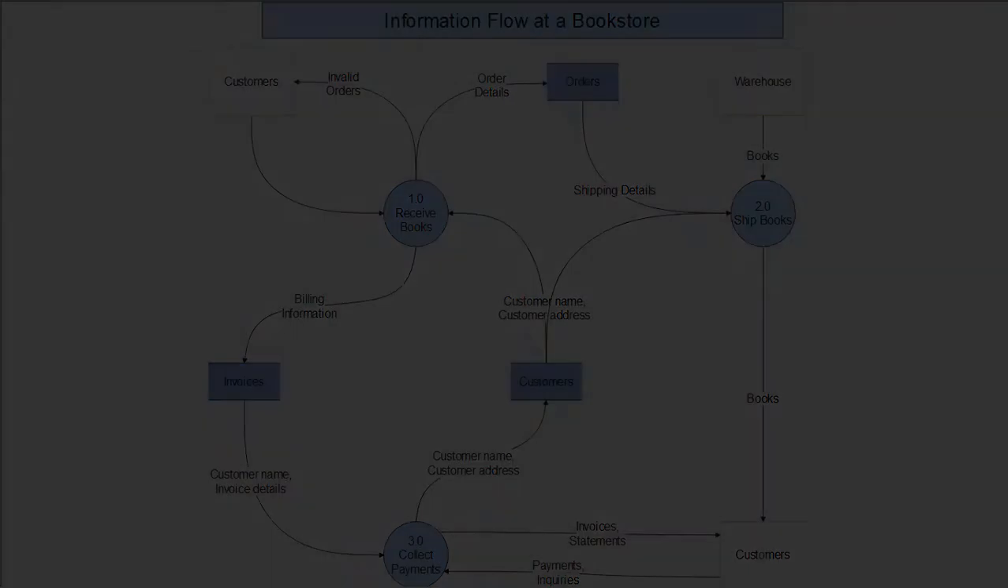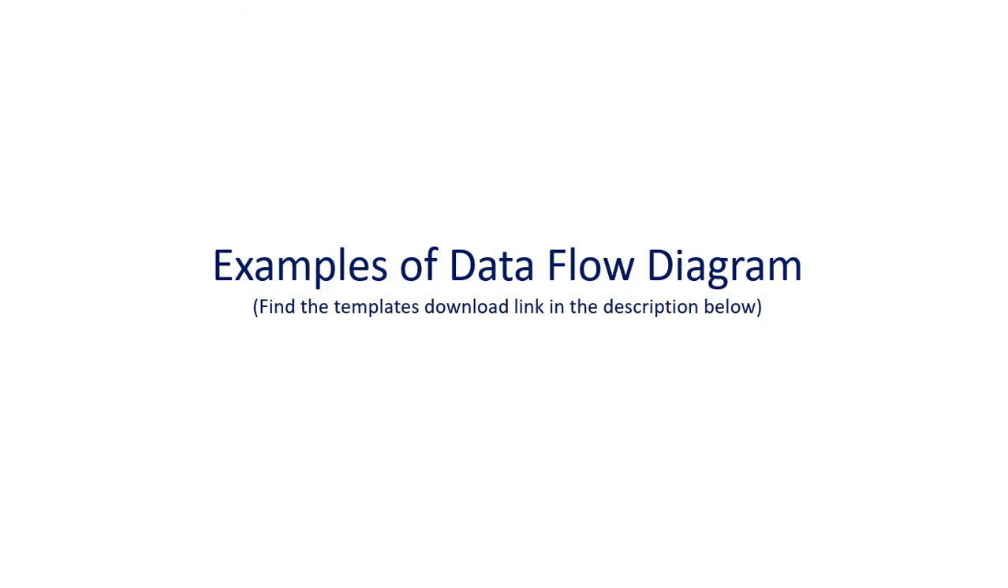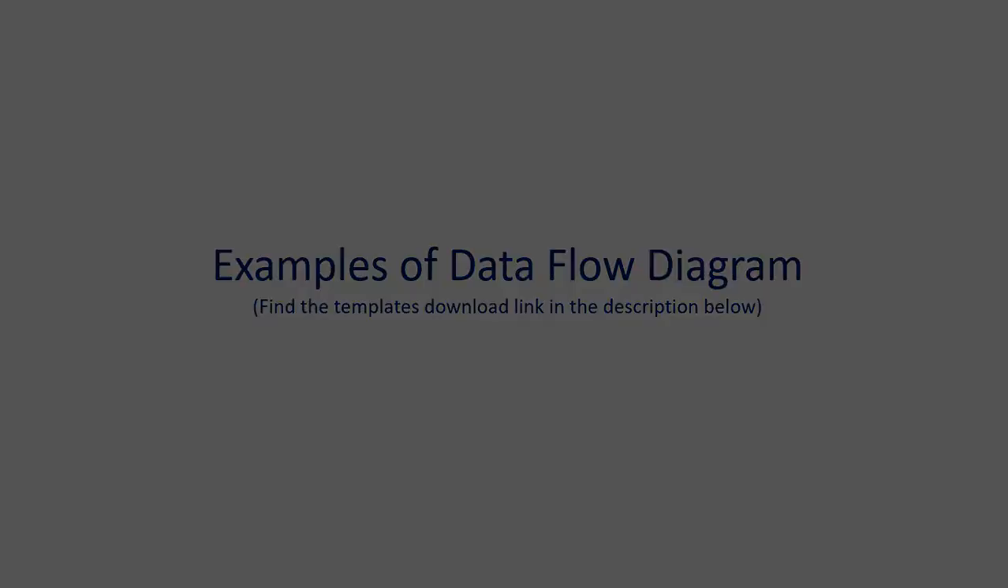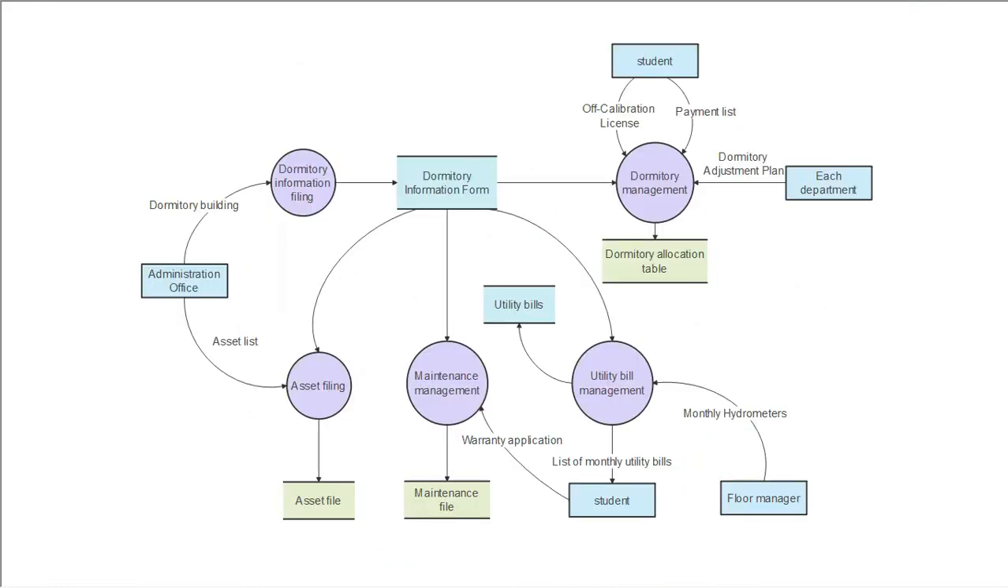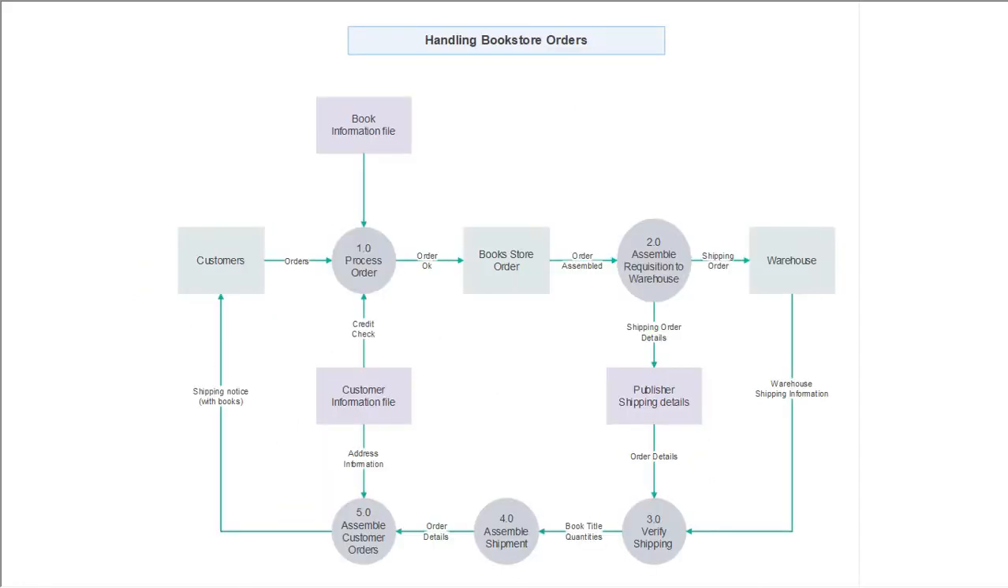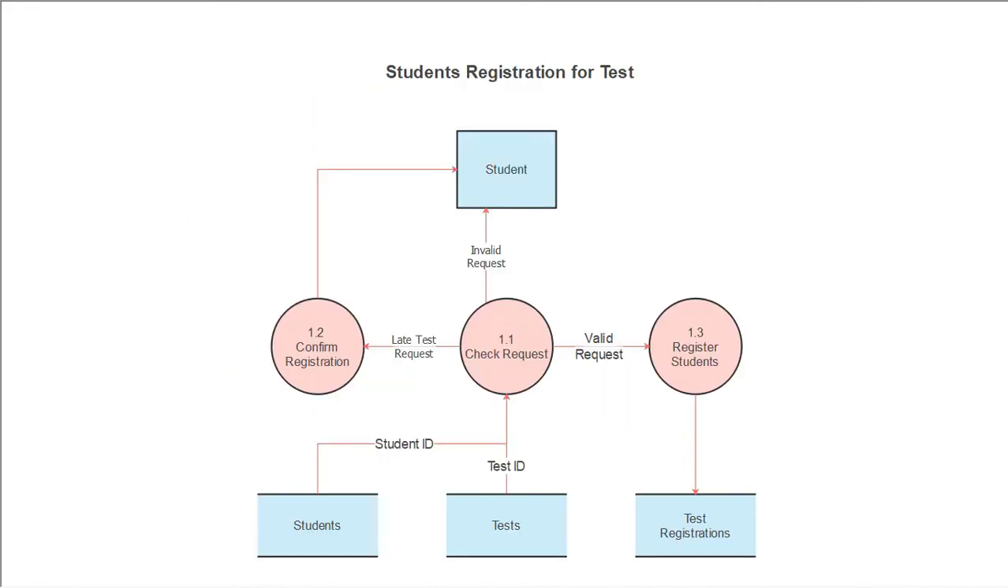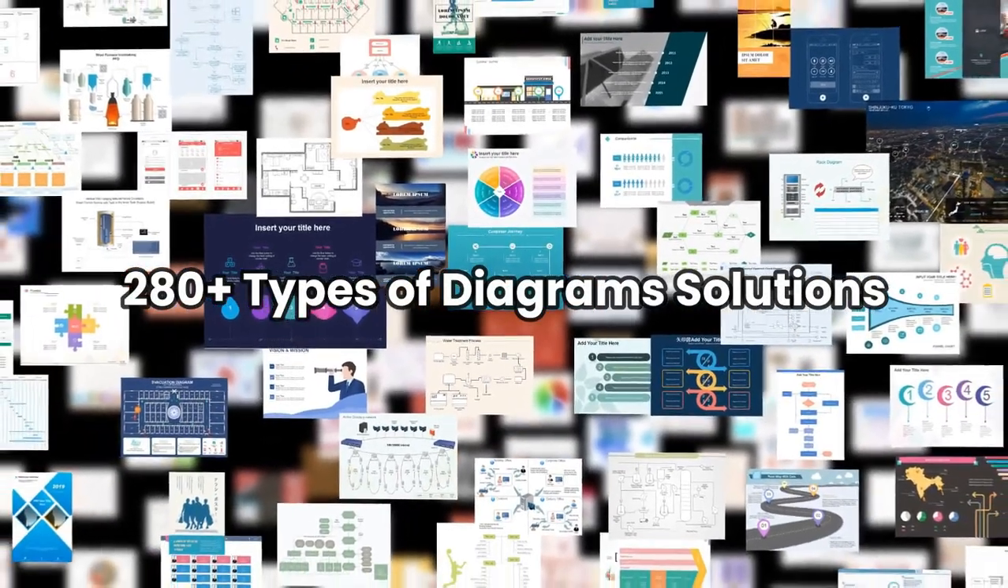Now let's see a few examples of data flow diagrams that are already available in EdrawMax. This is a data management flowchart. Here's a dormitory management flowchart, a flowchart for handling bookstore orders, and a flowchart for a student registration for a test. Similarly, EdrawMax has plenty of data flow diagram examples to use as resources.